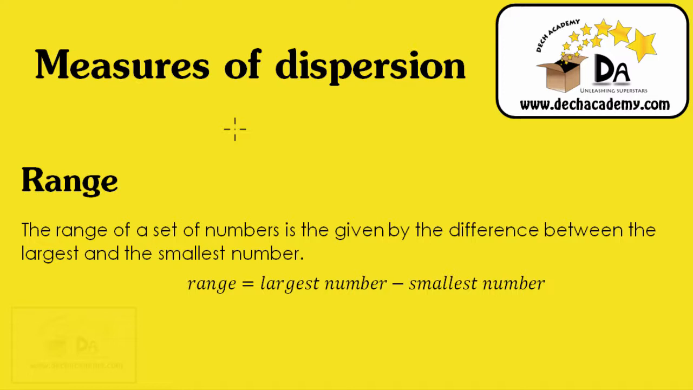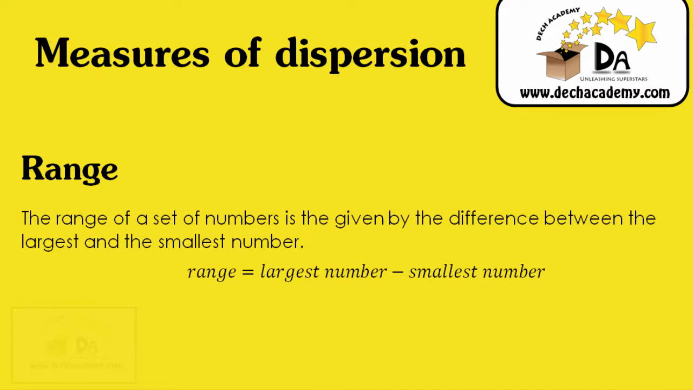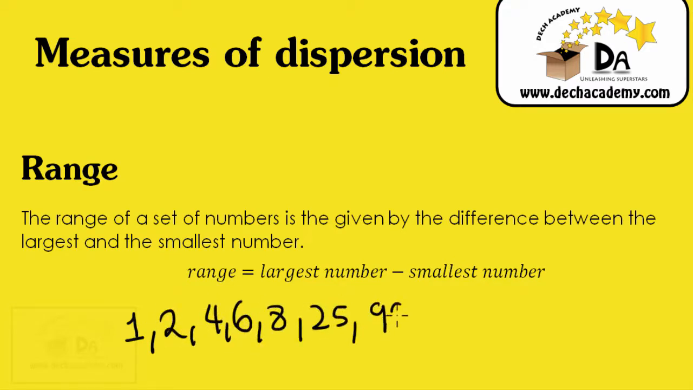The first thing we're going to look at is the range of a distribution, the range of a set of raw data. The statistical range of a set of numbers is given by the difference between the largest and the smallest number. So the range is equal to the largest number minus the smallest number. We're going to take a look at an example. Take, for example, the following set of numbers: 1, 2, 5, 6, 8, 25, 99.